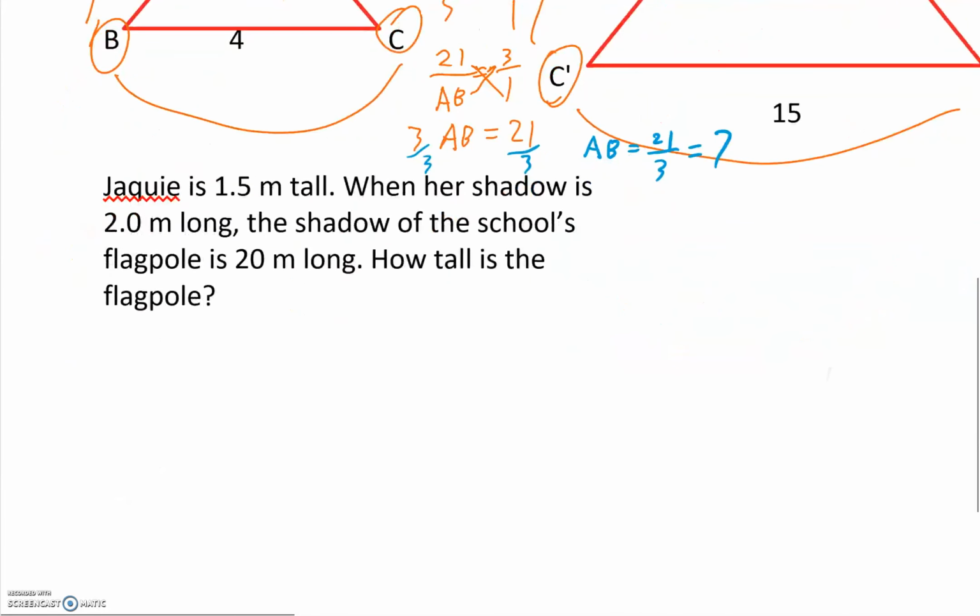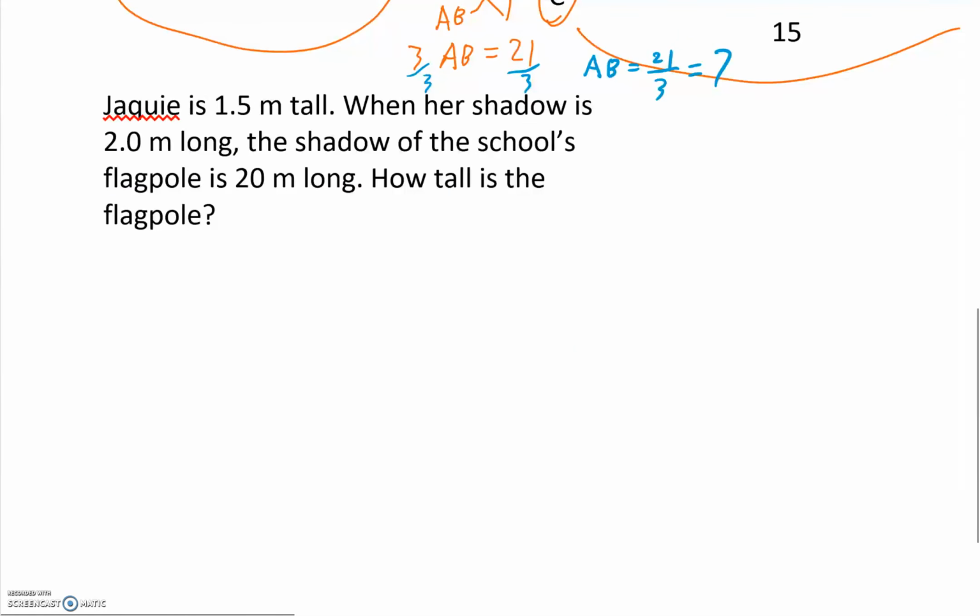Jackie is 1.5 meters tall. When her shadow is 2 meters long, the shadow of the school's flagpole is 20 meters long. How tall is the flagpole? This is the type of question where you read it and you go, oh no, I don't know how to do this. But you actually do. You just need to take some time to actually draw out the situation.